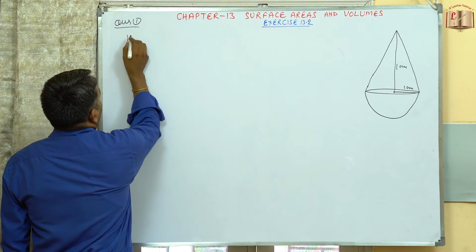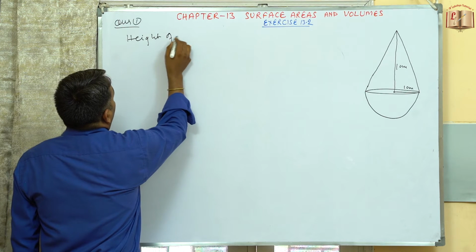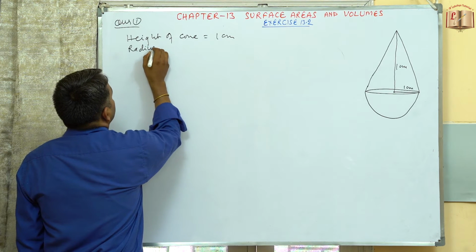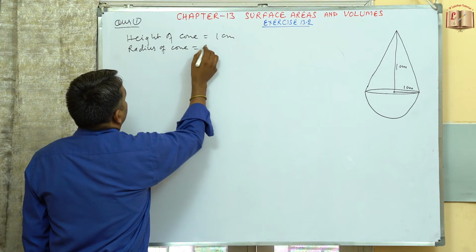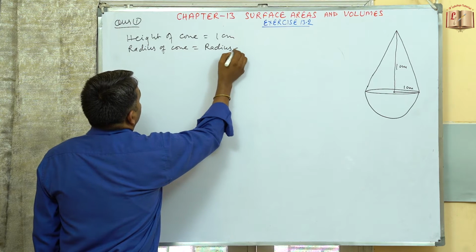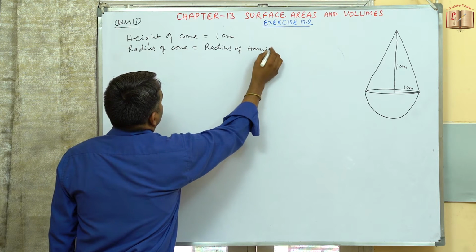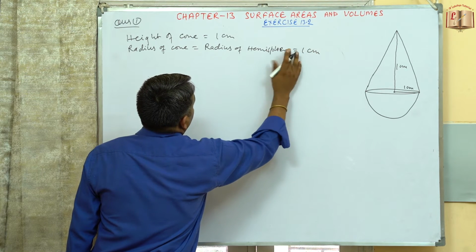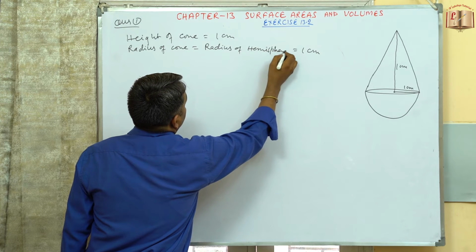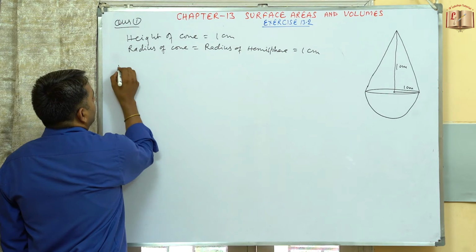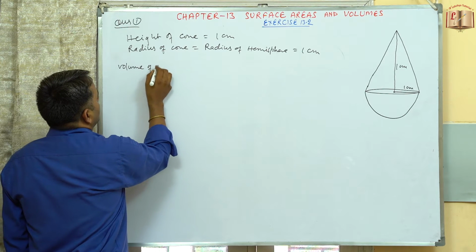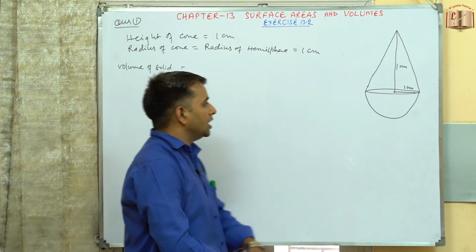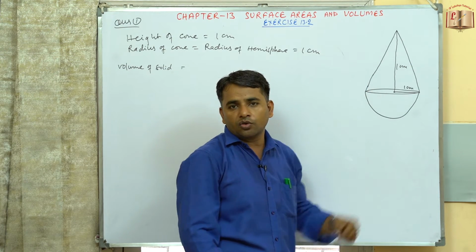So we are given height of cone is equal to 1 centimeter and radius of cone is equal to radius of hemisphere, this is equal to 1 centimeter. So this is given to us. Now we need to find out the volume of the solid. So volume of solid will be equal to the volume of this hemisphere plus volume of the cone.